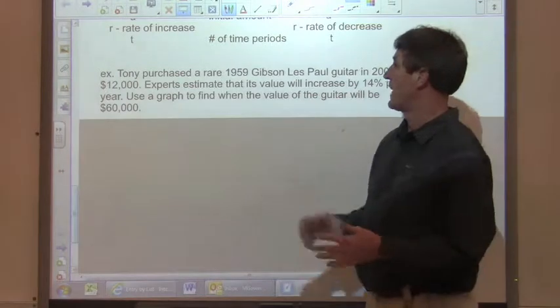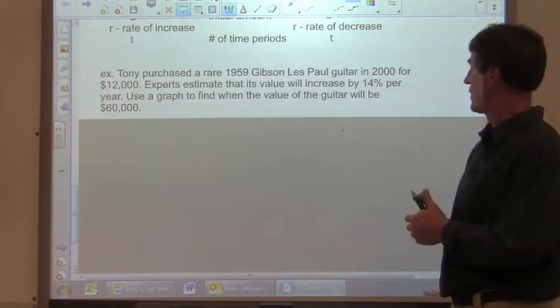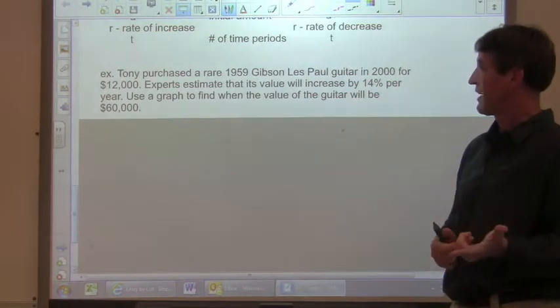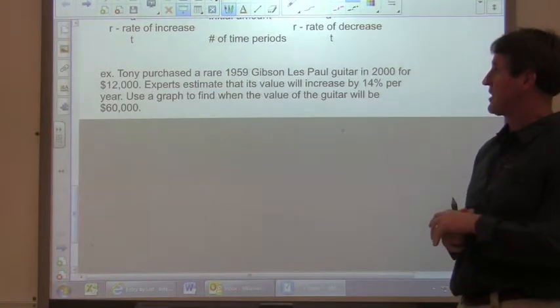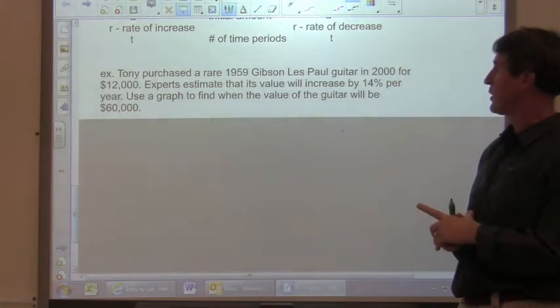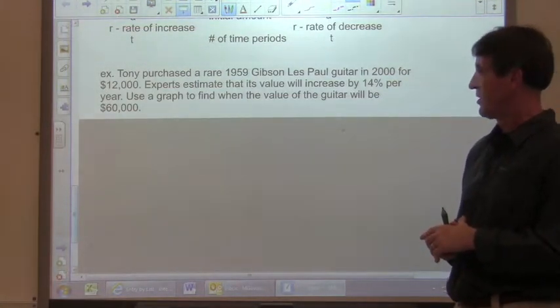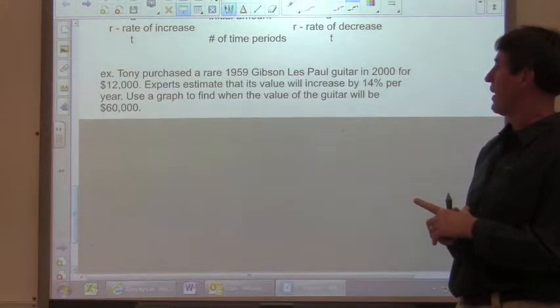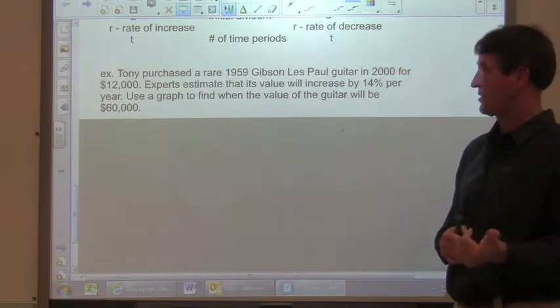Tony purchased a rare 1959 Gibson Les Paul guitar in 2000 for $12,000. Experts estimate that its value will increase by 14% per year. Use a graph to model when the value of the guitar will be $60,000.